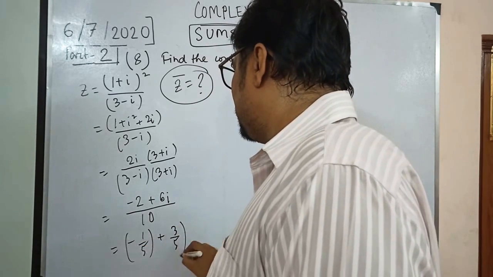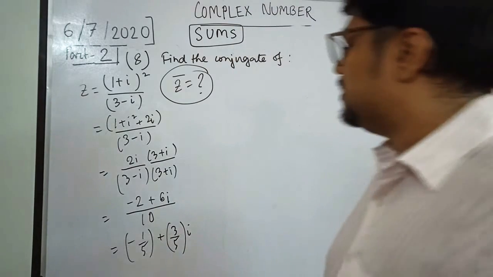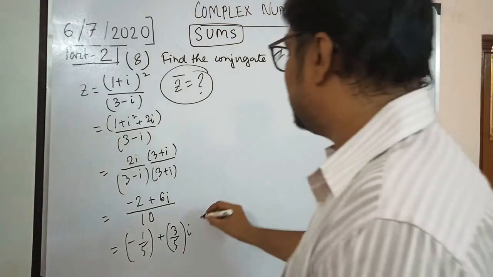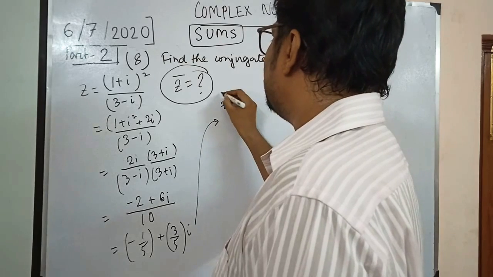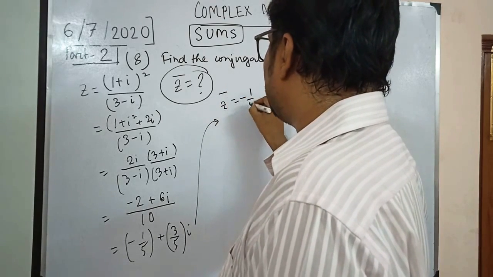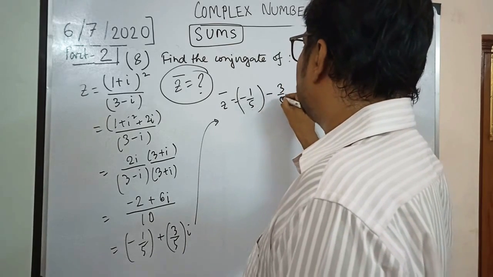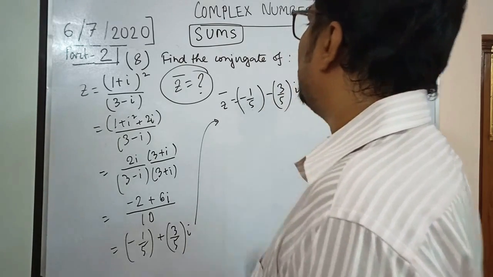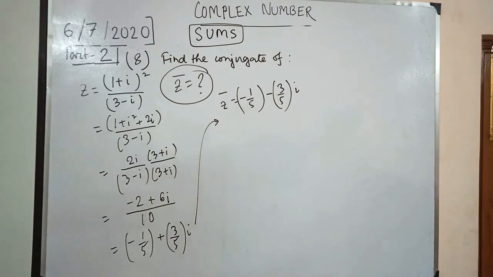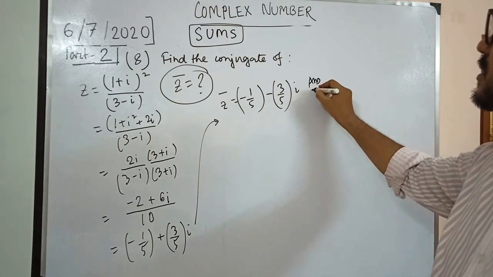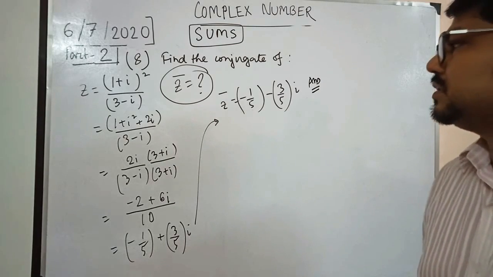So this sum we hope we have done in the first. So this is z. Okay. So if this is z, then what will be z bar? So conjugating this, you get z bar as minus 1 by 5. Change this sign, it will be minus of 3 by 5 into i. So this is the conjugate of this. So this is the answer.